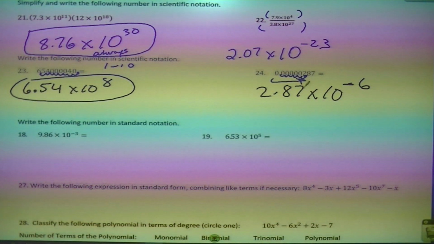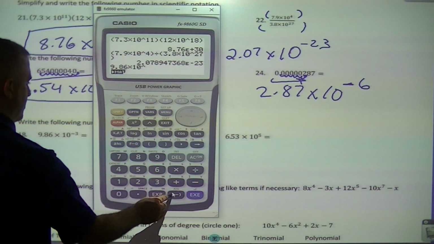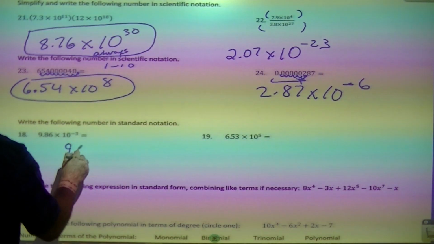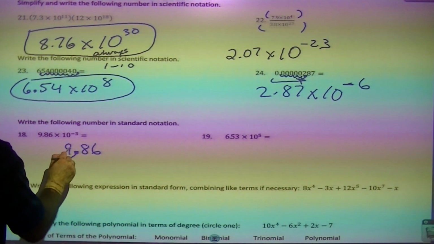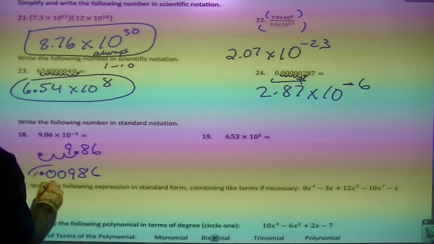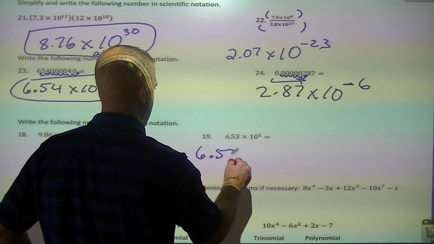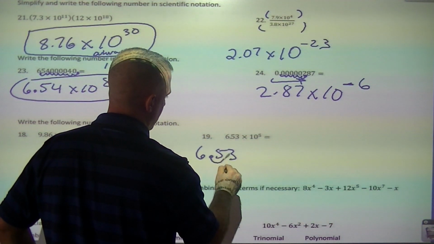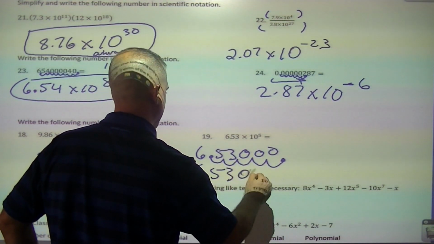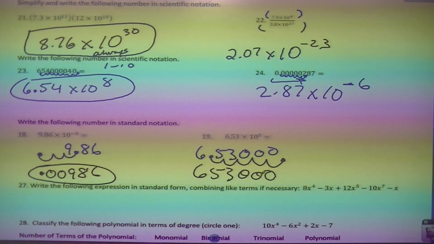Write the following in standard notation. That's pretty easy. All we're doing is just multiplying that out, okay? What that means is if I have 9.86, I can just move it 1, 2, 3 spaces. So there's zeros now in between that. So this would be my answer, okay? Same thing here, all right, 6.53. All right, so I'm going to move this 5 spaces, 1, 2, 3, 4, 5, okay? So that's going to be 6, 5, 3, 0, 0, 0, 0, okay? All right, so basically just like working backwards, okay? Move it back the way it came, okay?